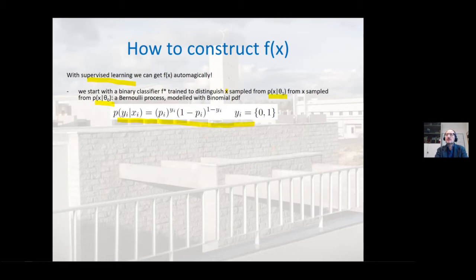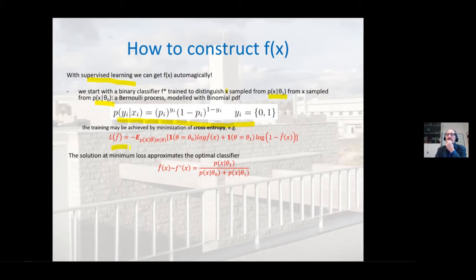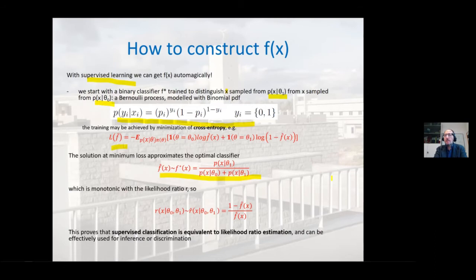This is the way you do it, and you minimize the cross entropy in the training. So this is the expectation given the two possible outcomes. And when you minimize this loss function, the solution actually approximates the results of the optimal classifier, the likelihood ratio, in fact. So basically, supervised classification is equivalent to likelihood ratio estimation in this particular problem.